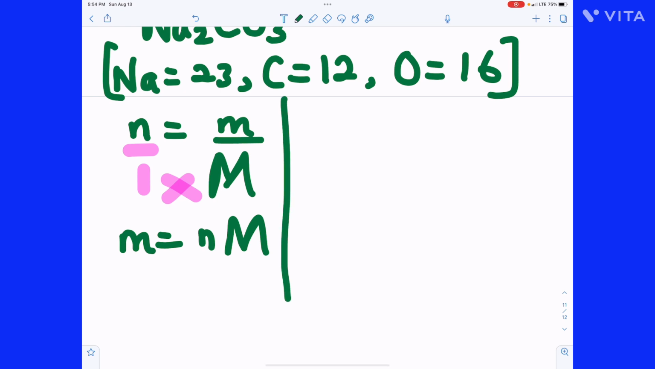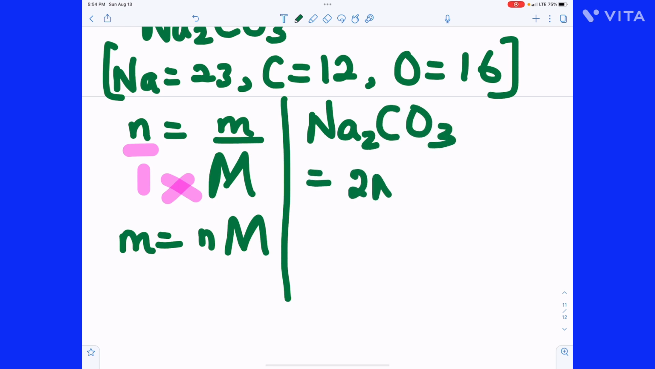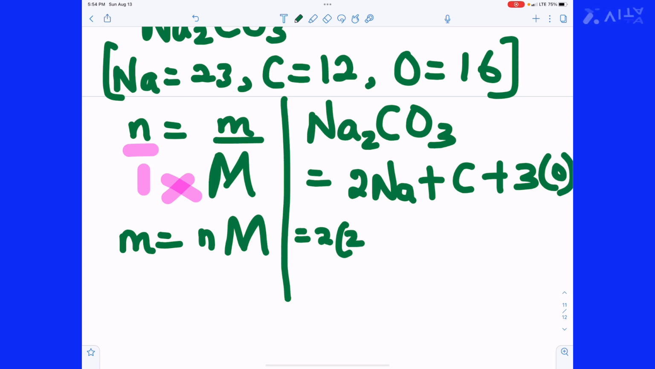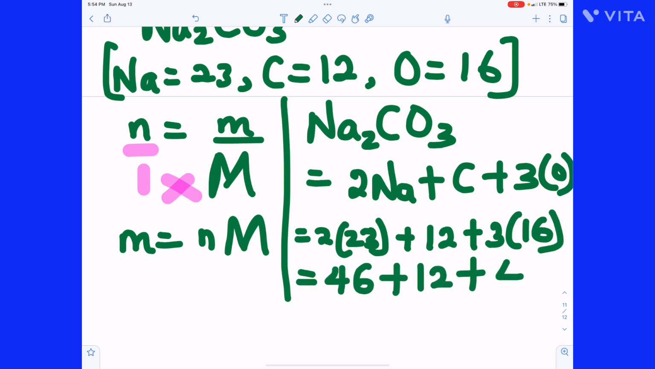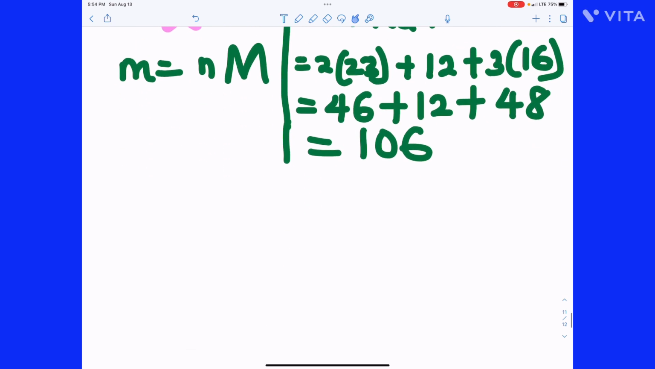Now, how do you get the molar mass of Na2CO3? Na2CO3 contains 2 sodium, 1 carbon, and 3 oxygens. So that's 2 times 23 plus 12 plus 3 times 16. That's 46 plus 12 plus 48. 46 plus 12 is 60, plus 48, 106. That's the molar mass of sodium trioxocarbonate(IV).